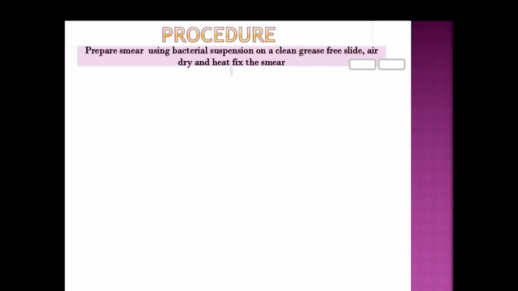Okay. Now let's walk through the gram staining procedure in a stepwise manner. Simultaneously, we are going to discuss the staining status of bacterial cells in the smear at the end of that particular step. So we'll start with the first step, that is, prepare a smear using bacterial suspension on a clean grease-free slide. Air dry and heat fix the smear. So at the end of this step, all the cells present in the smear were colorless.